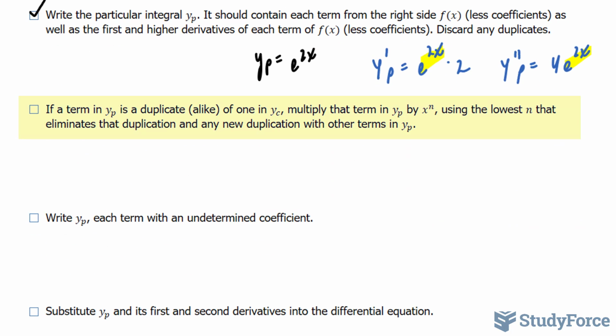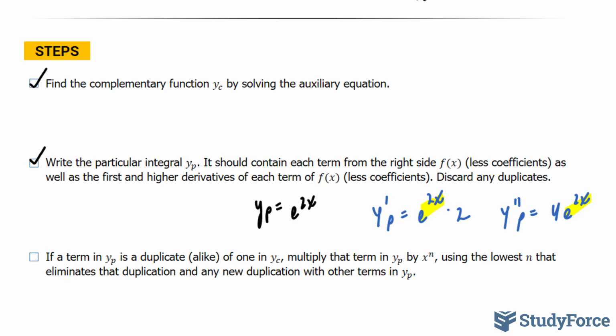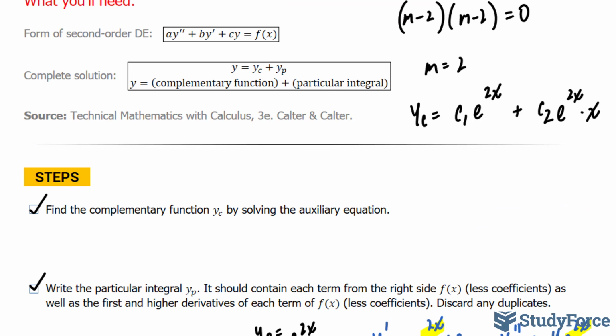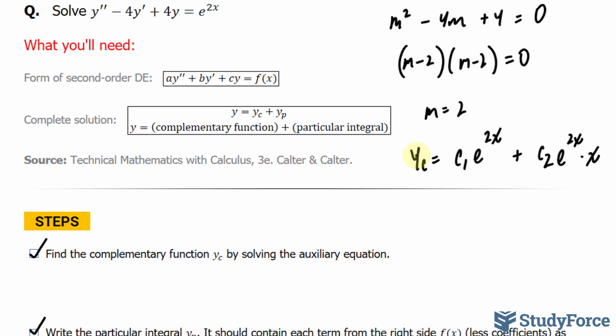If a term in y sub p is a duplicate of one in y sub c, multiply that term in y sub p by x to the power of n, using the lowest n that eliminates that duplication and any new duplication with other terms in y sub p. So what I mean by that is, let's consider e to the power of 2x. Take a look at y sub c. In y sub c, we have two terms. The first term, c sub 1 e to the power of 2x, is a duplicate.